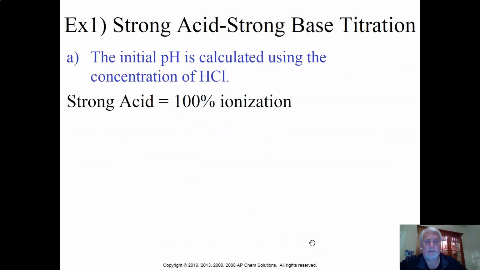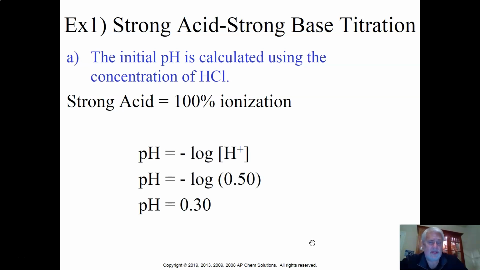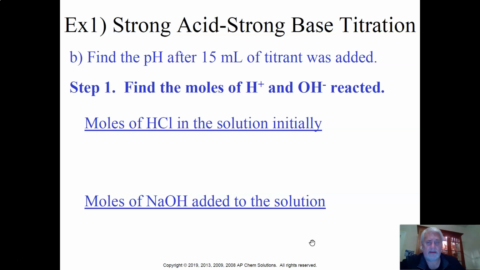Okay, so the initial pH is calculated simply using the concentration of the HCl, because it's going to be 100% ionization, and it was a 0.5 molar concentration of HCl. The negative log of that is 0.30, very low pH as expected. All right, now it says find the pH after 15 mils of the titrant was added.